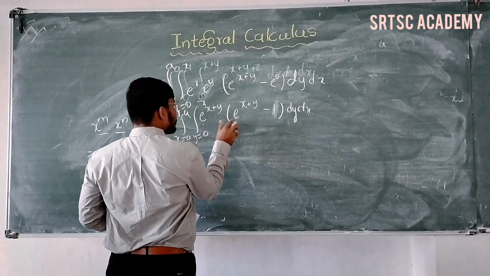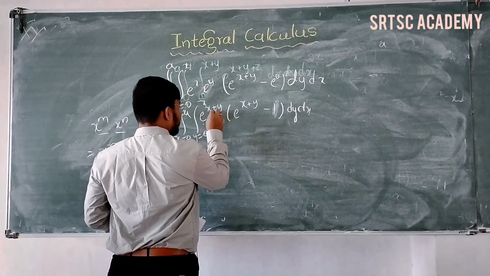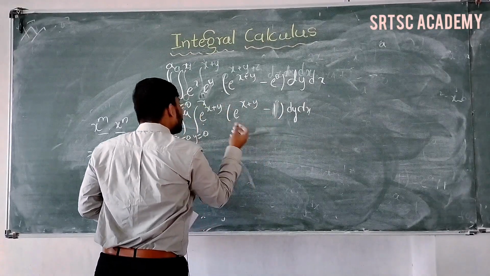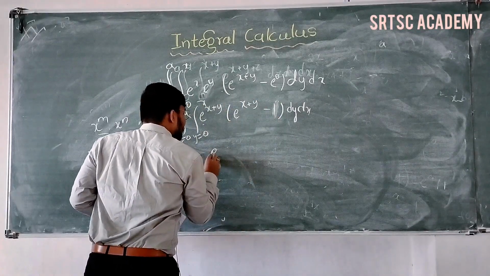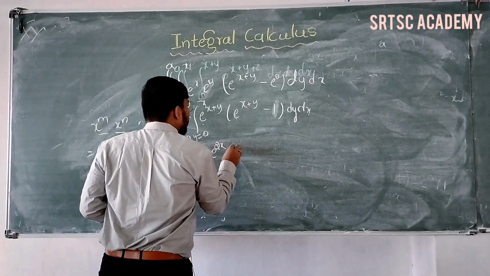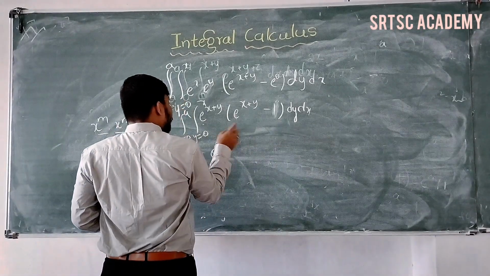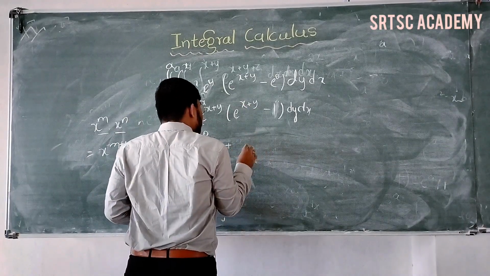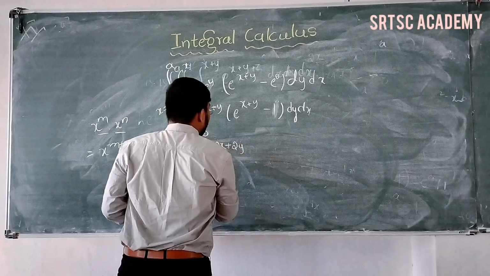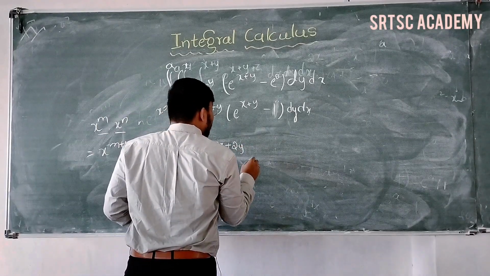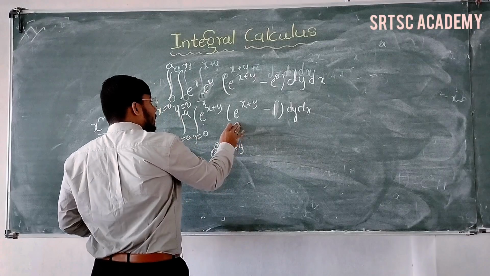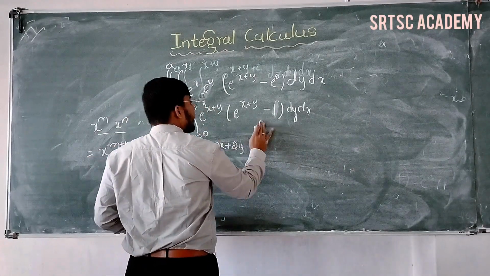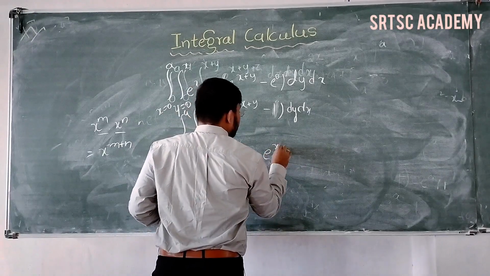After, if you multiply this, it becomes what? e to the power x into e to the power x, that is e to the power x square, right? So we can write that as e to the power 2x plus what? e to the power y into e to the power y means e to the power y square. So we can write that as e to the power 2y minus what? e to the power x plus y. e to the power x plus y minus 1 is e to the power x plus y.